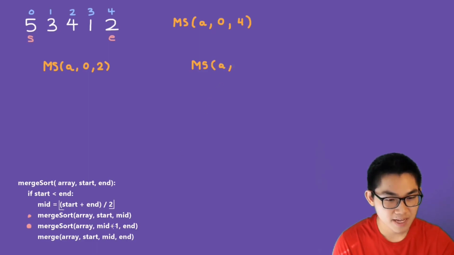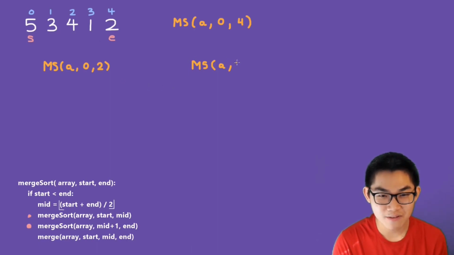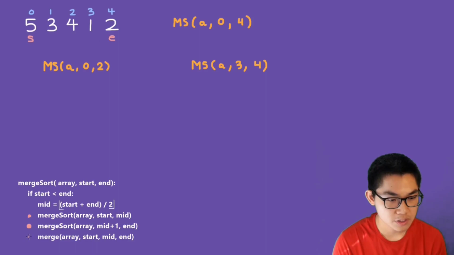Then mid plus 1. So 2 plus 1 is 3. We have 3. And then we have the n. So the n is going to be 4. And now we're going to do the merge part.